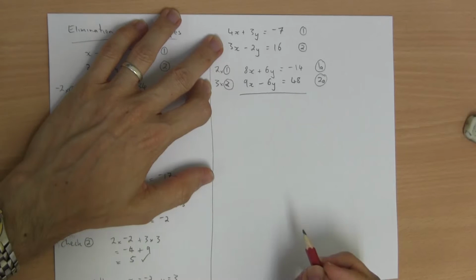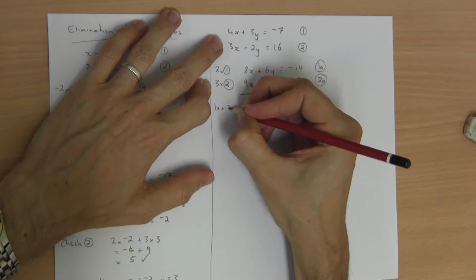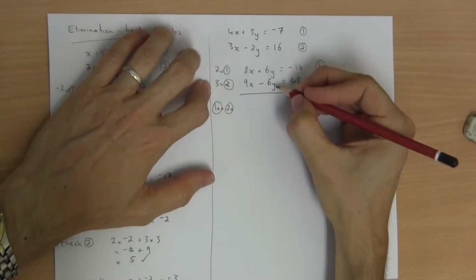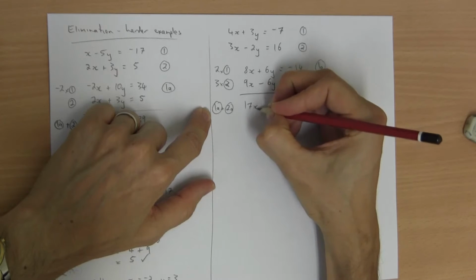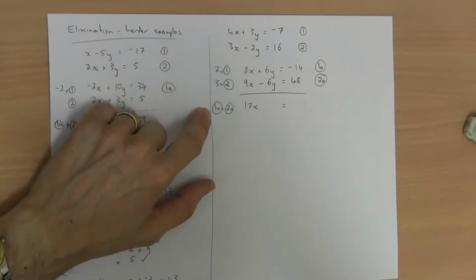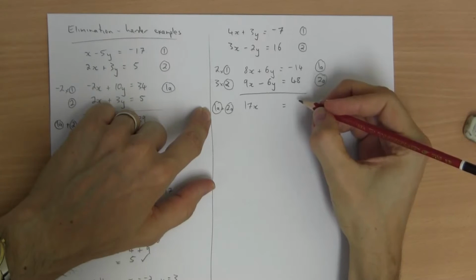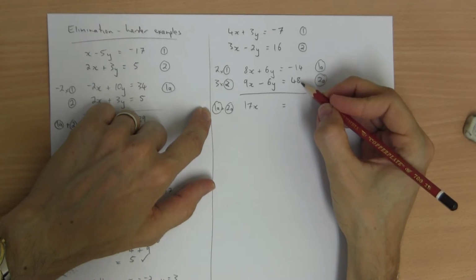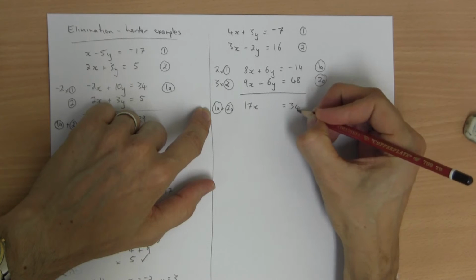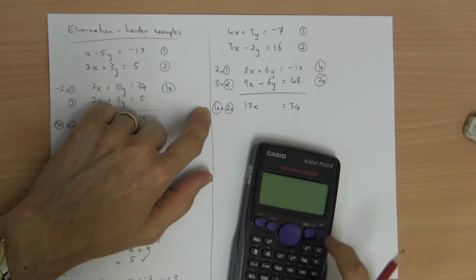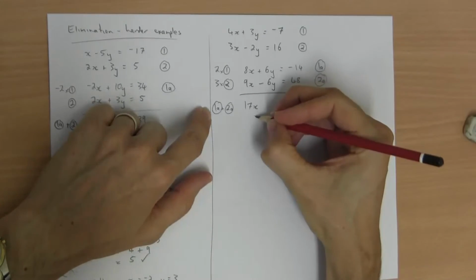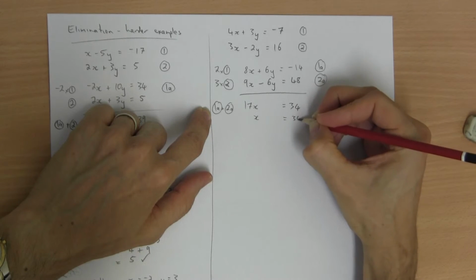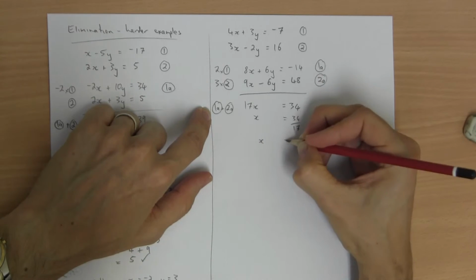Now I can just add them. 1a plus 2a, and my y's will be eliminated. 8 plus 9 is 17x, y goes away. 48 take 14 will be, let me think about that, 34. Does that sound right? Yes, it does. If you're stuck, you can always get your calculator. 48 take 14, correct. All right, 17x is 34, x must be 34 divided by 17, which means x is 2.